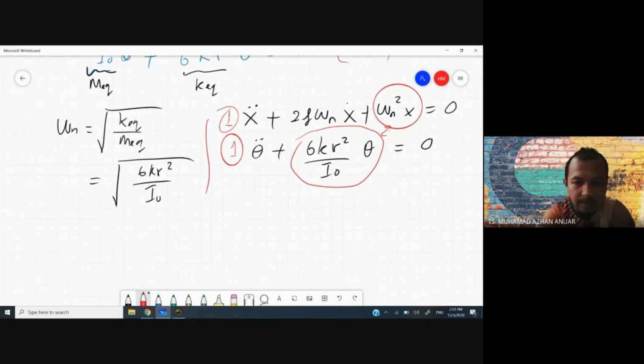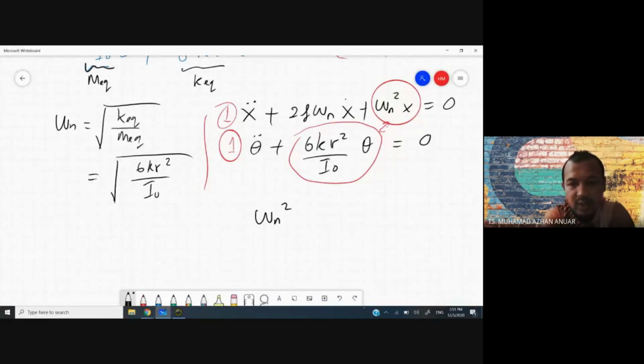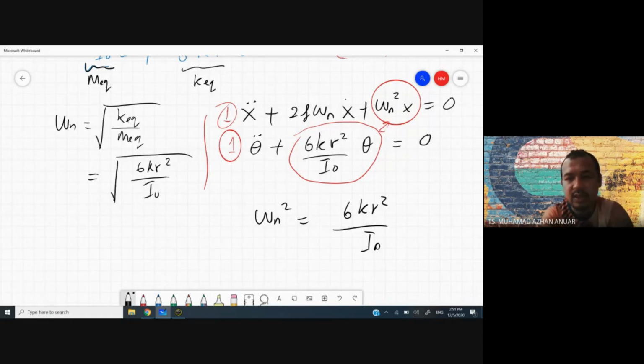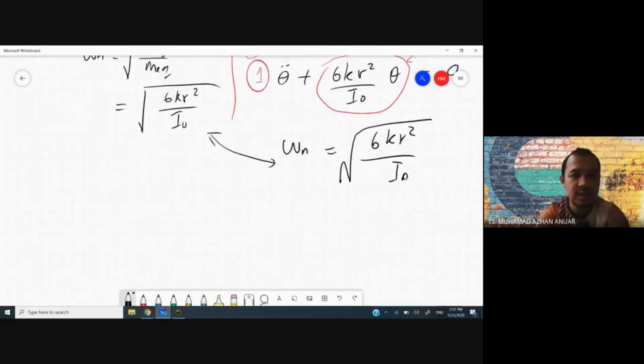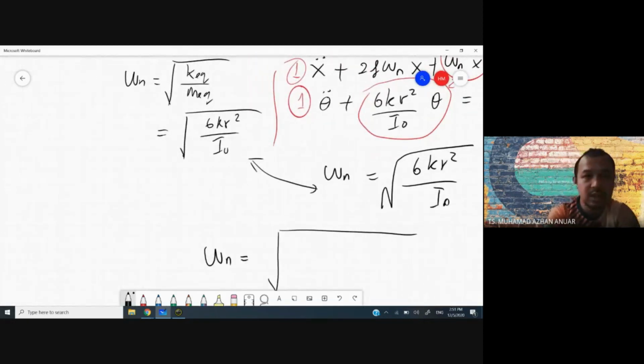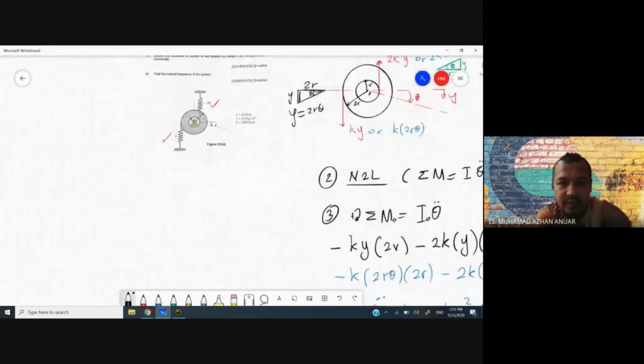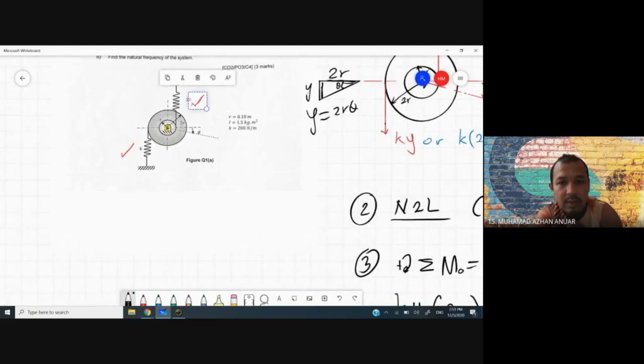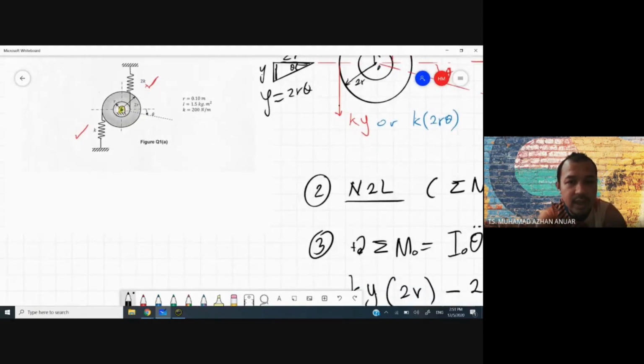If we compare both, we get that omega n squared is equal to 6K R squared divided by I naught. If we delete this part, then we can add the square root over there. You get the same one here; either one, it's up to you. So let's substitute the values. Omega n is equal to the square root of 6K R squared divided by I. Given I is equal to 1.5, R is 0.1, and K is 200.